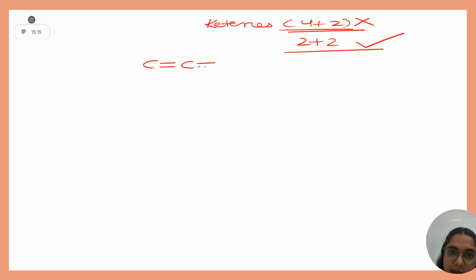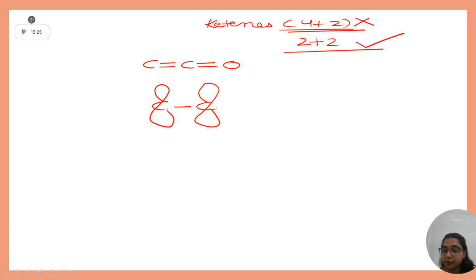This is your ketene, right? In order to make one pi bond, you all know that you have to do collateral overlapping, because a sigma bond forms via head-on overlap. In order to form pi bonds, you have to do collateral overlap. Collateral overlapping means they have the same sign, yes or no?